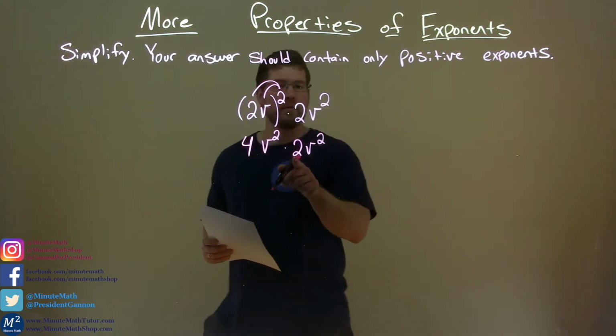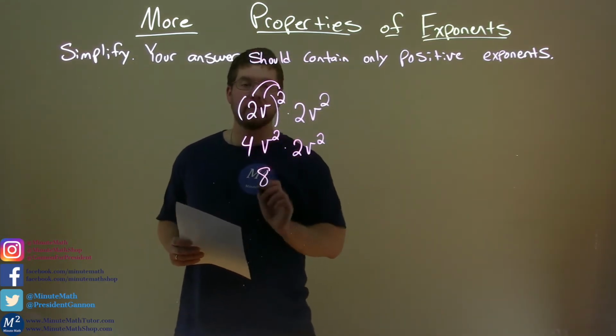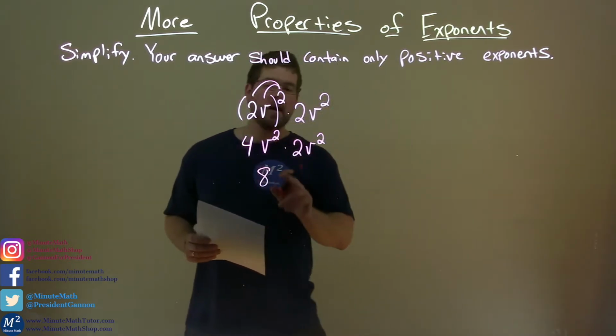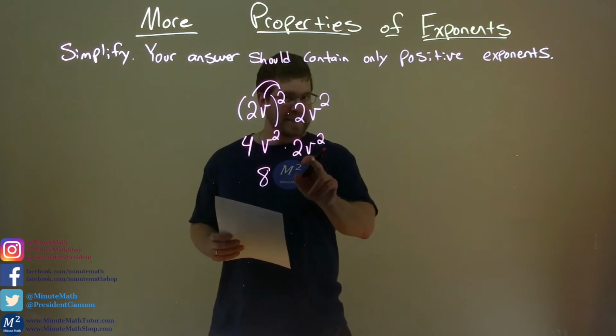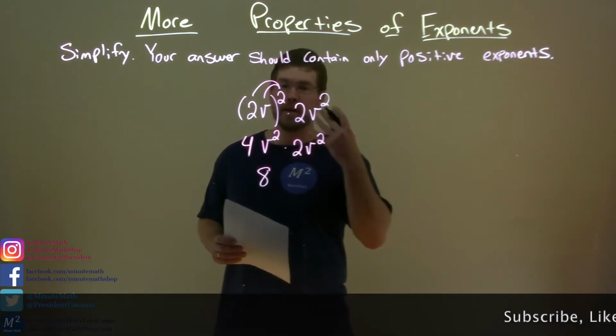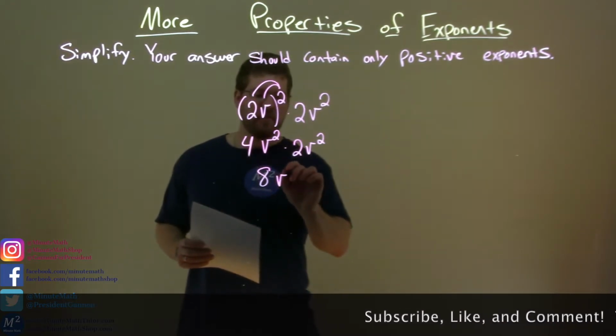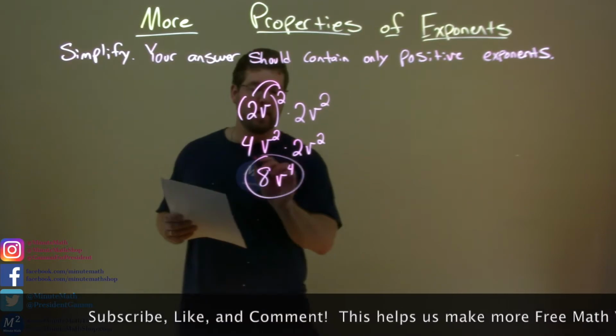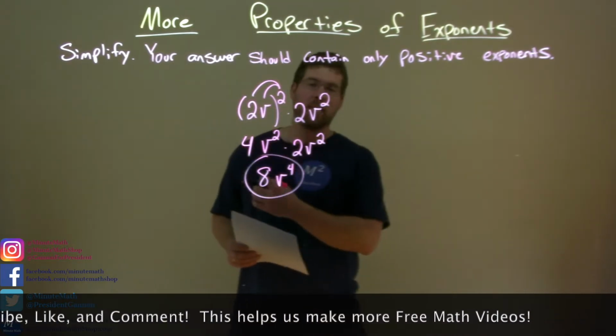4 times 2, let's deal with the coefficients, is 8. Now we have v squared times v squared. Since it's multiplication with the same base, we add the exponents here. 2 plus 2 is 4. So we have v to the fourth power, and now we are complete. We have 8v to the fourth power.